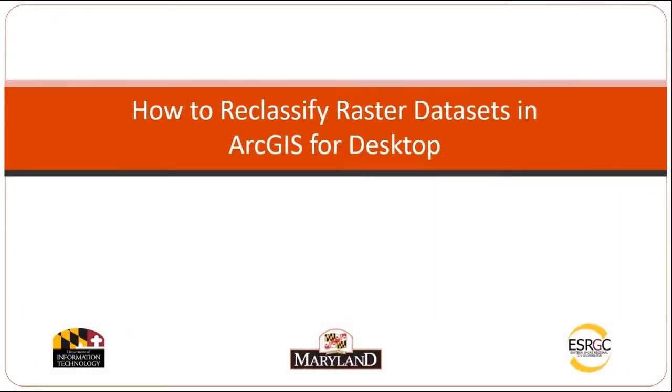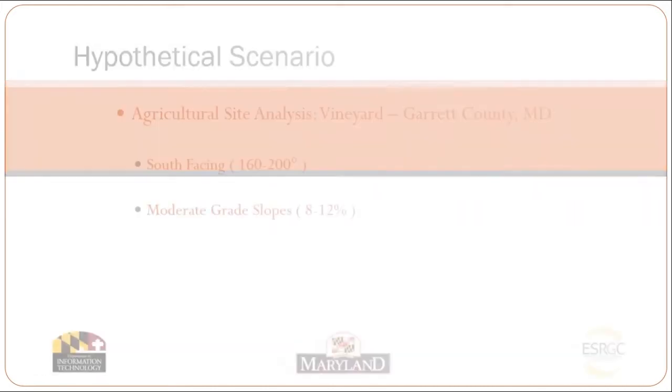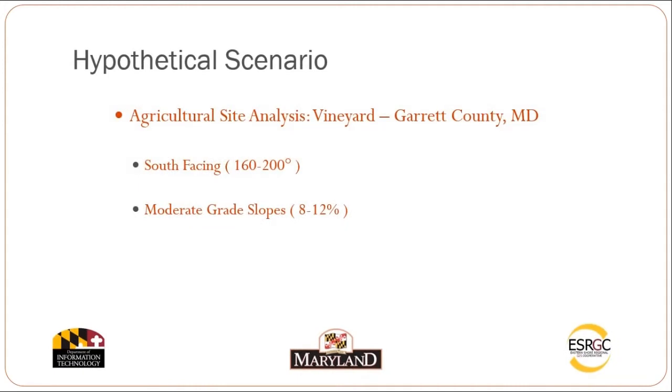You're watching a video tutorial on how to reclassify raster datasets in ArcGIS for desktop. In this tutorial, we will use a hypothetical scenario for an agricultural site analysis for a vineyard in Garrett County, Maryland. Our parameters are south-facing between 160 and 200 degrees azimuth with a moderate grade slope of 8 to 12% rise.